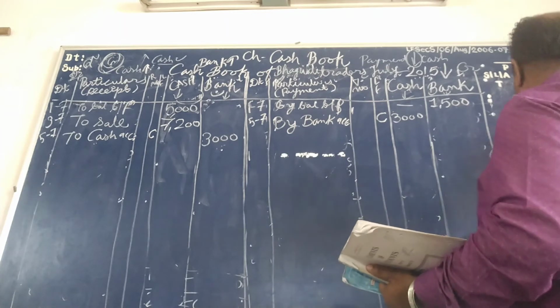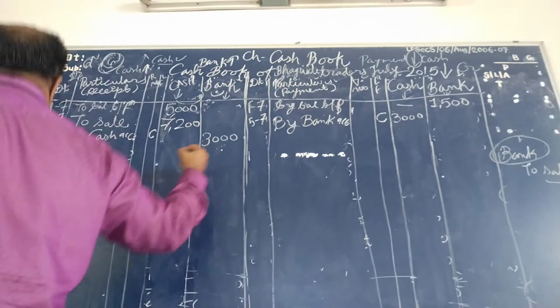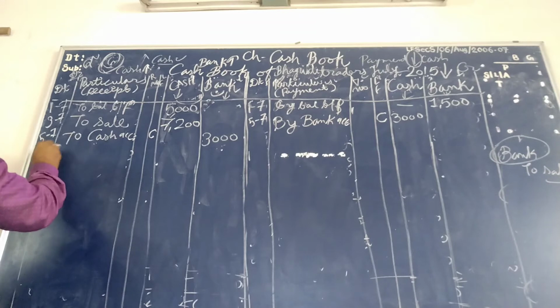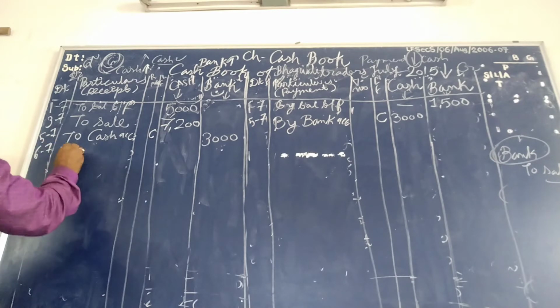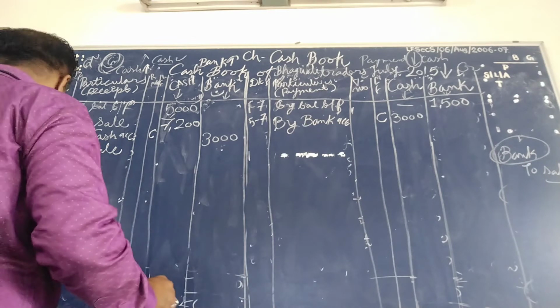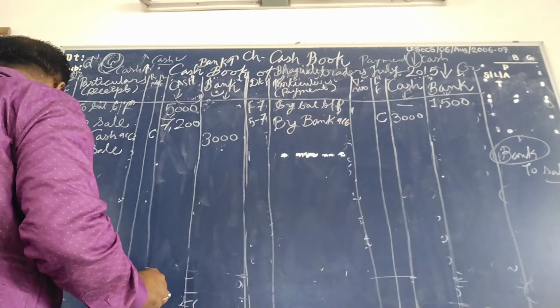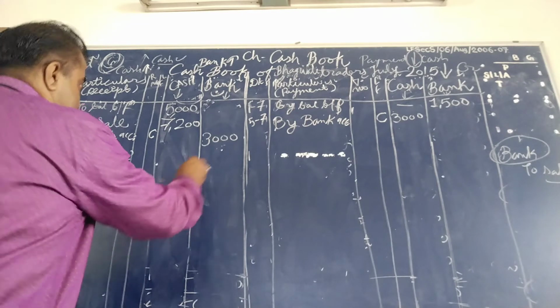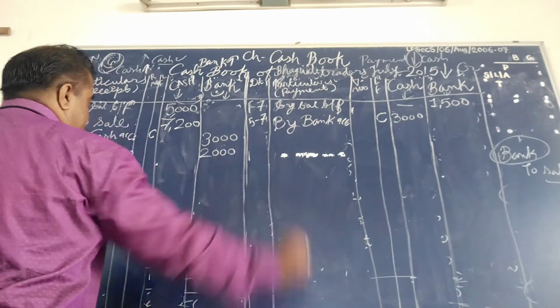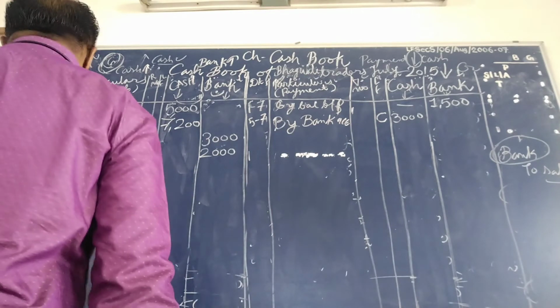So bank account will be debited. So we debit here 2,000 rupees. On 6th July, we receive a check for the sale. So here we write 2,000 in the bank column, bank to sell.